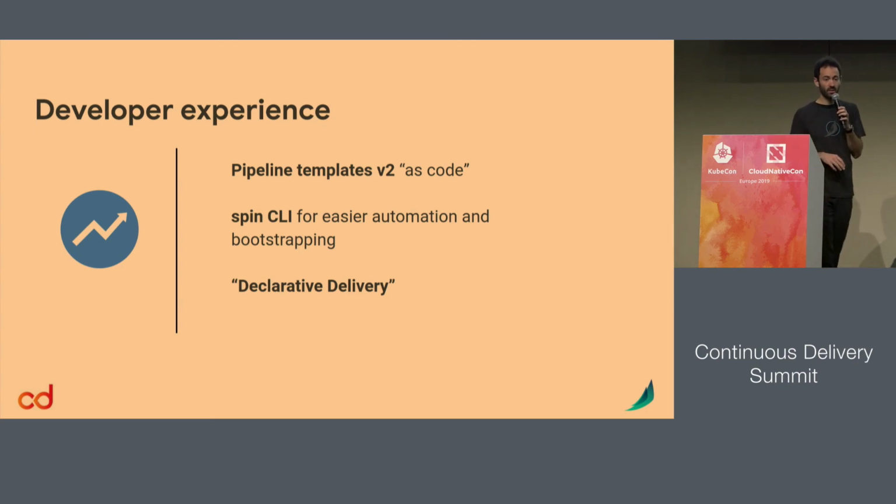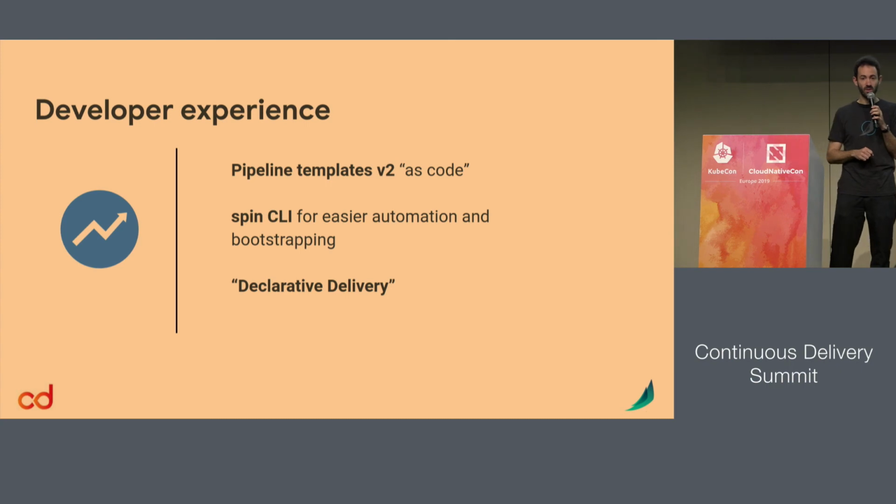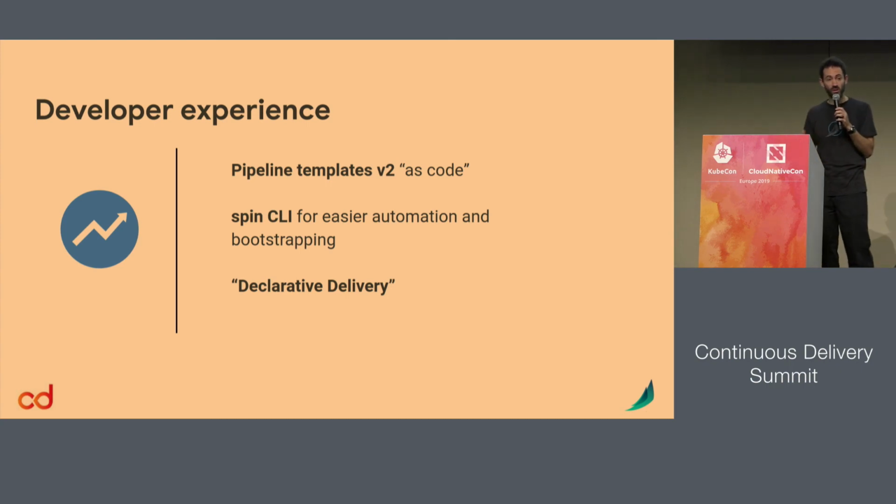And then the last one, declarative delivery, which I think is the most ambitious but potentially also the most promising part of what we're doing, is to take a step back and look at how people are really thinking about shipping software from dev to prod.